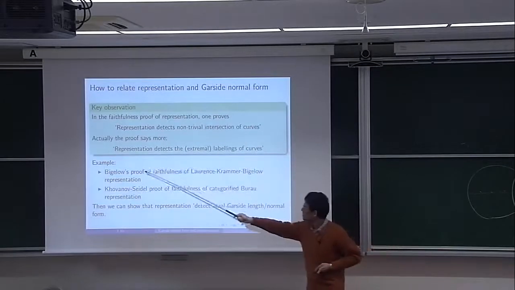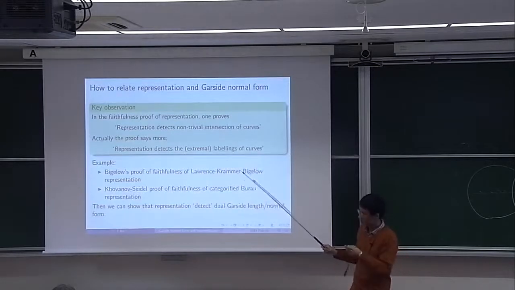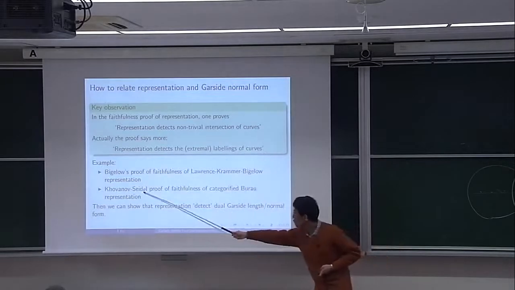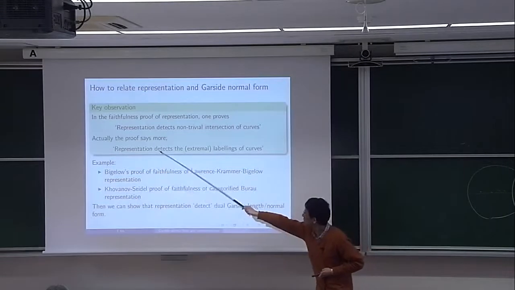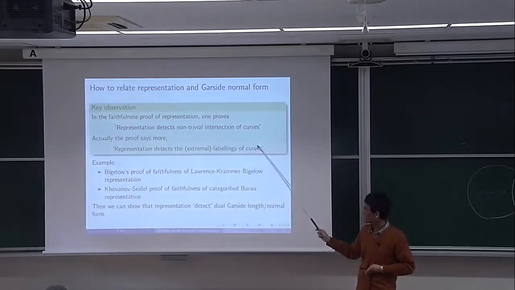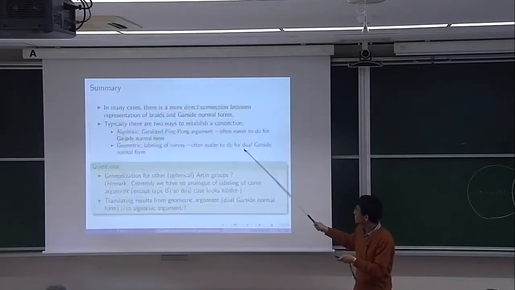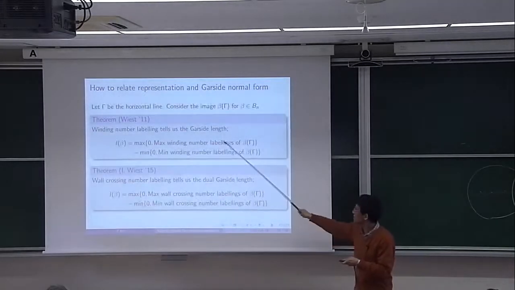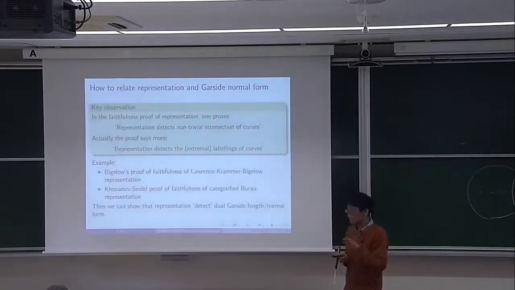For example, Bigelow's proof of faithfulness of the Lawrence-Krammer-Bigelow representation says that it detects the extremal labeling of curves, and the Khovanov-Seidel proof of faithfulness of the categorified Bigelow representation again tells us that it detects the labeling of curves. Once we know this observation, together with the theorem that the labeling is related to Garside normal form, then we know that the representation detects the Garside normal forms.